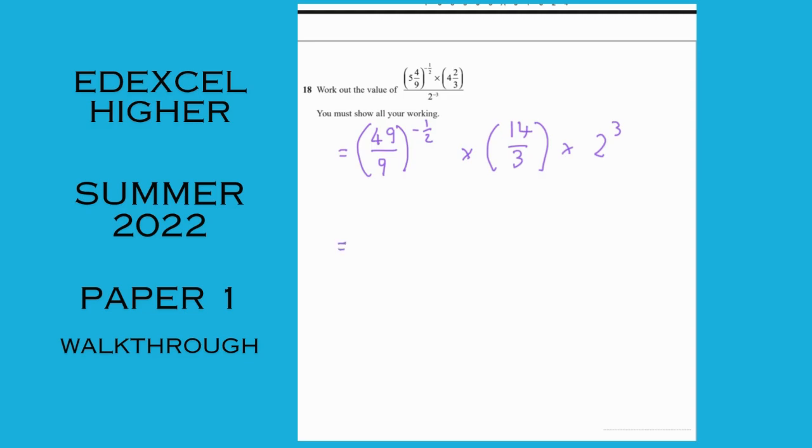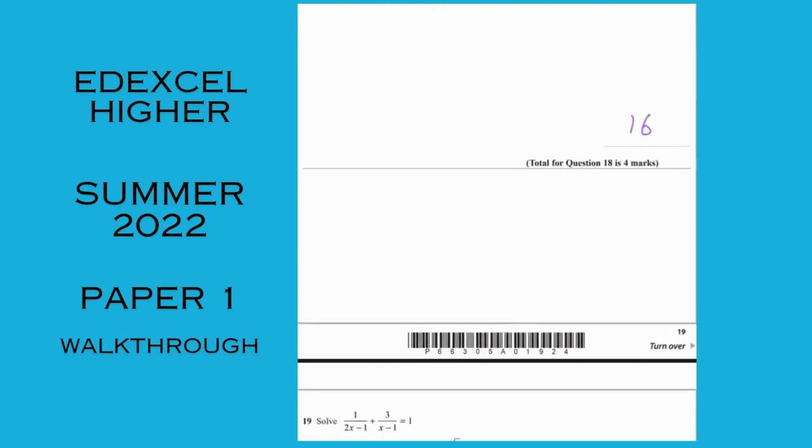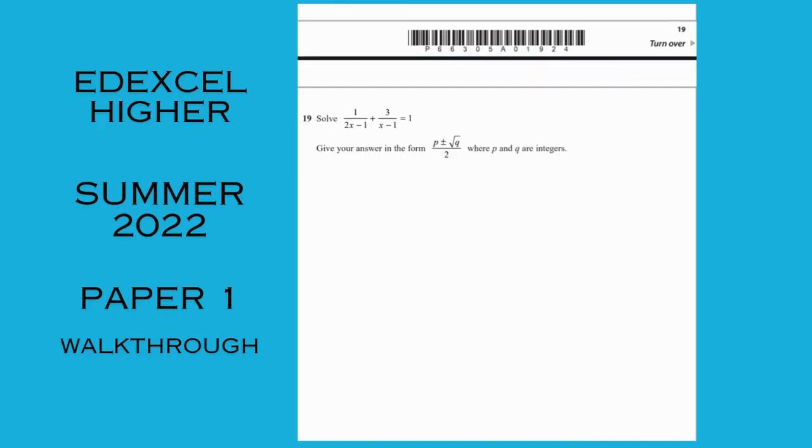Negative means flip it, so it's 9 over 49 square rooted, to the 14 over 3, nothing to tidy up there. 2 cubed, we'll call it 8, over 1 if you want. The 3's cancel. Divide 14 by 7 and 7 by 7. We're getting top times top, bottom times bottom. As always with these horrible looking questions, they always work out quite straightforward.